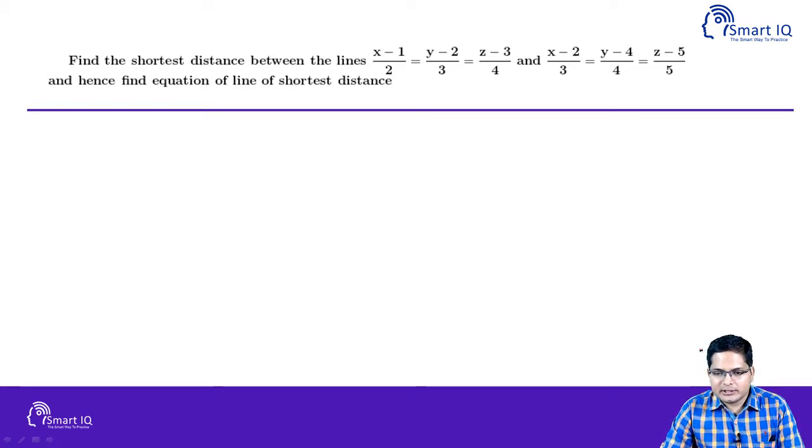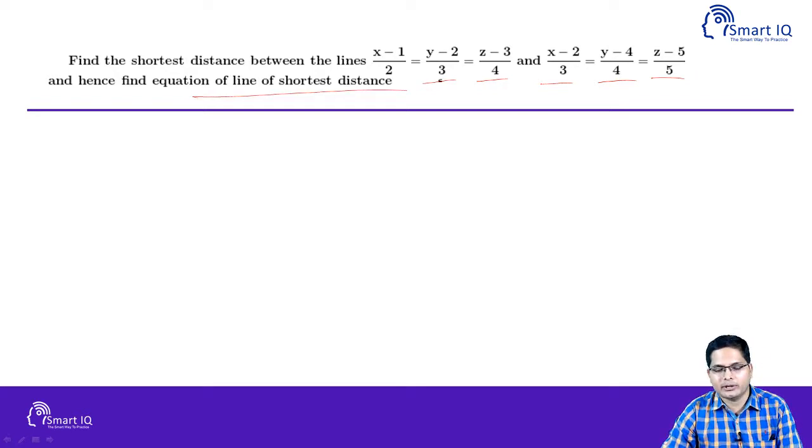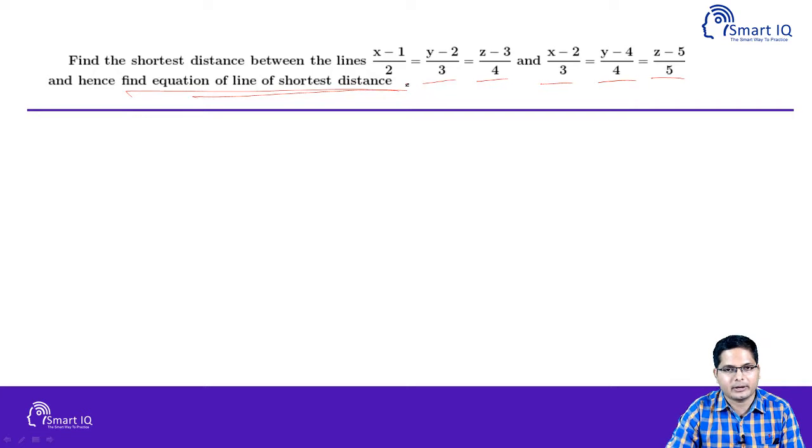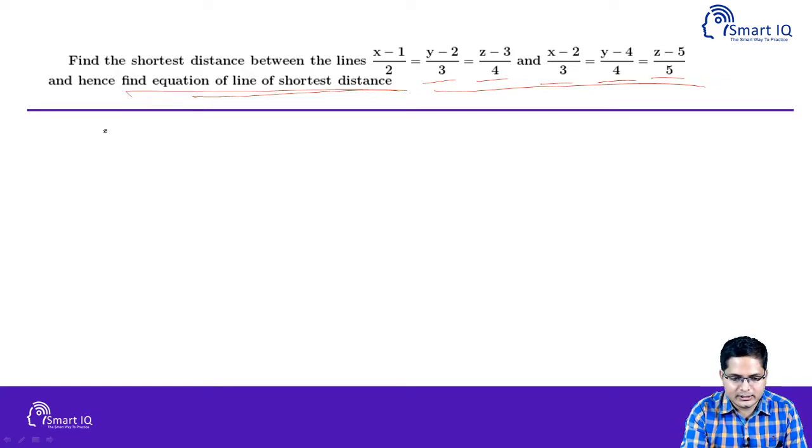Find the shortest distance between the lines (x minus 1)/2, (y minus 2)/3, (z minus 3)/4, and (x minus 2)/3, (y minus 4)/4, (z minus 5)/5, and also find the equation of the line of shortest distance. Very important question, especially this part is very important. Shortest distance everyone can find because we have a formula for that, right? So first let us find the shortest distance.